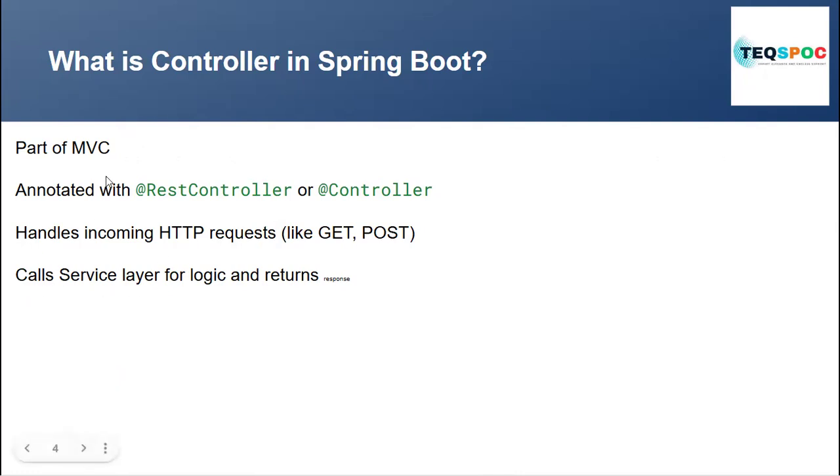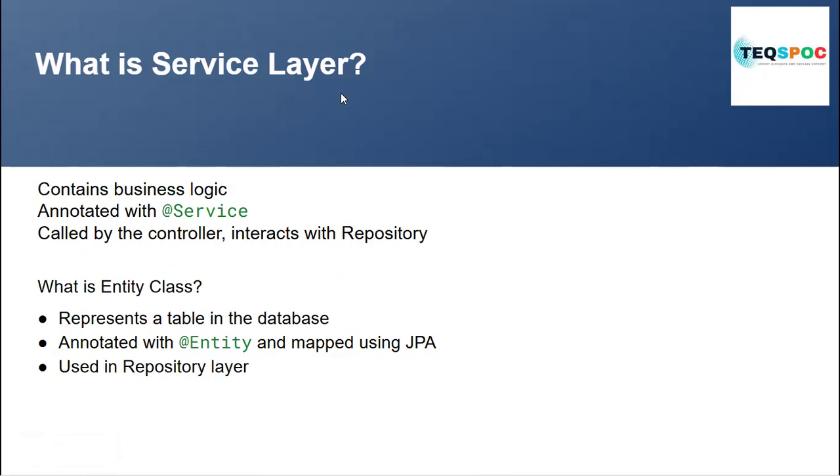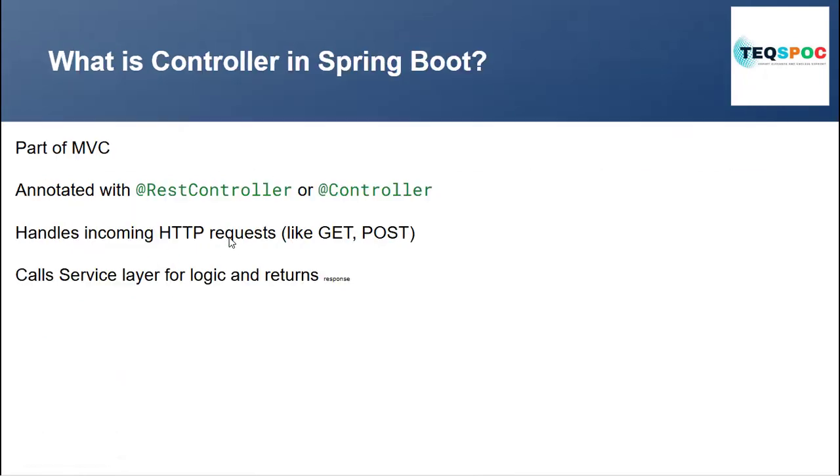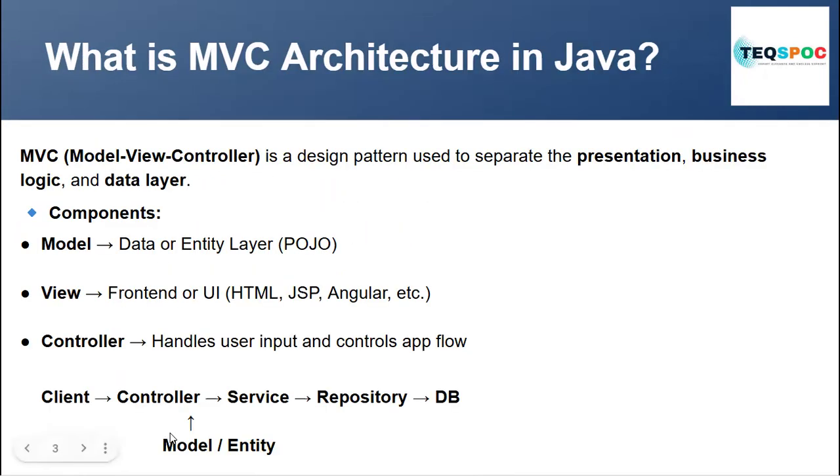Then this controller layer basically calls the service layer, where we will create a method, write the logic, and implement that service layer inside the controller layer. Okay, then what is basically the service layer? So here we have seen the controller layer, where we will create the REST controller and controller.